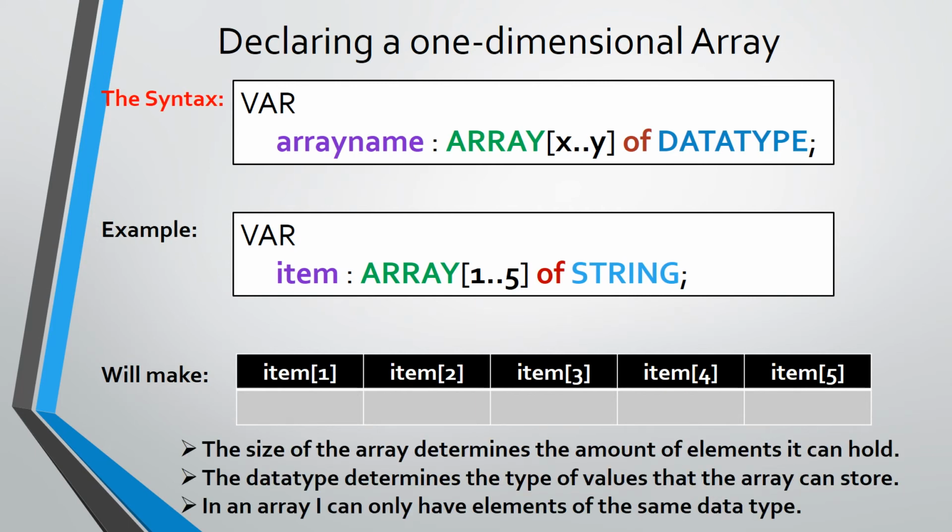So the size of the array determines the amount of elements it can hold. The data type determines the type of values that the array can store. And in an array, I can only have elements of the same data type. Those were 3 important points for students to get.